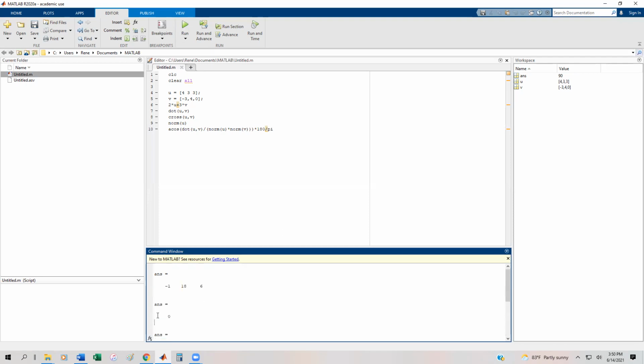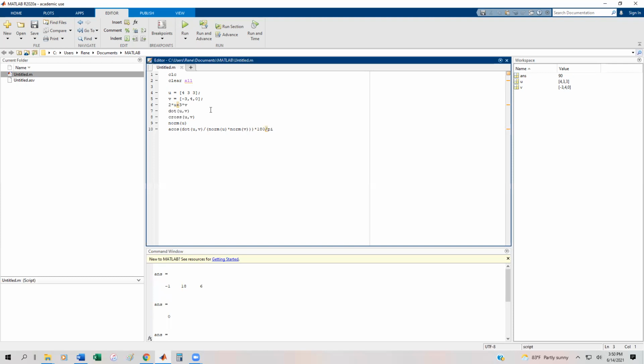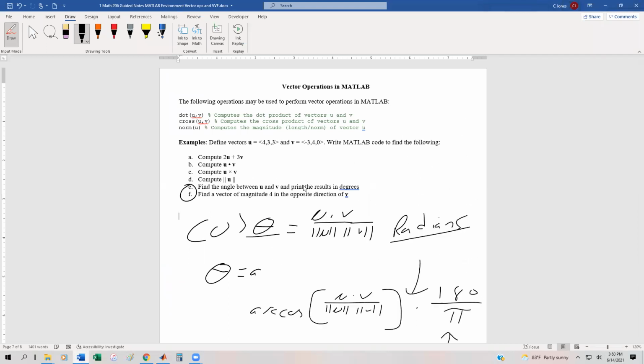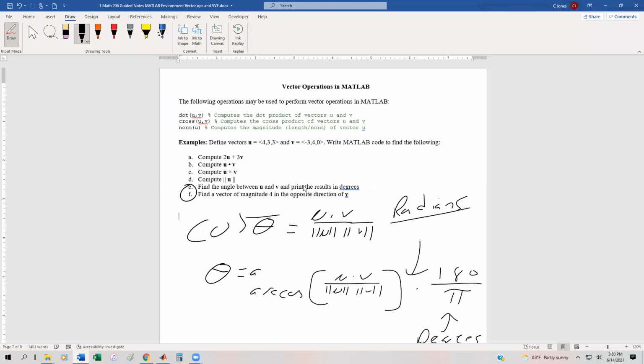This should be absolutely no surprise to anyone because remember what the dot product was. We found dot of U and V, and that was 0. You probably recall that if the dot product between any two vectors is 0, those vectors are indeed orthogonal to one another, so they form a right angle. This error just says suppress it with a semicolon, which we don't care about because if we did that, we wouldn't get the output.